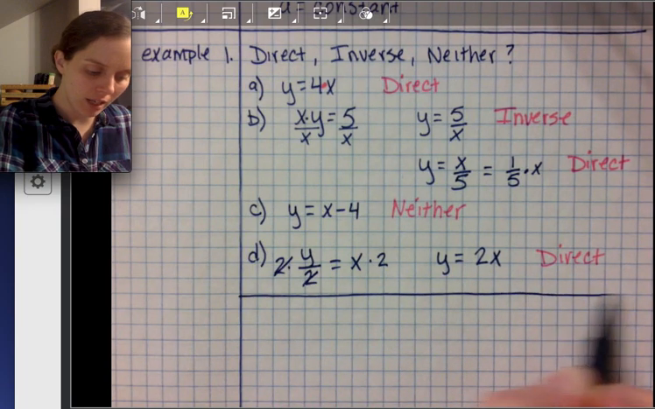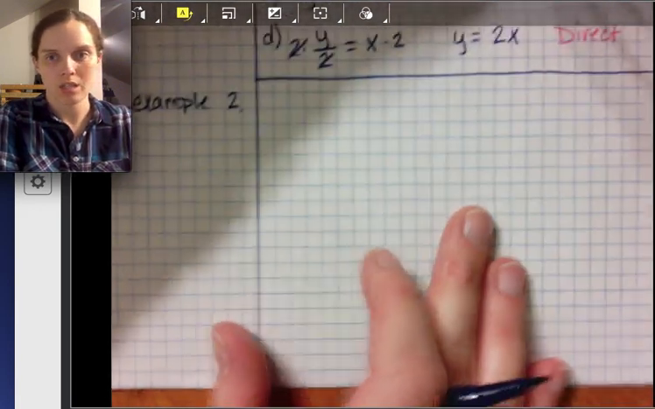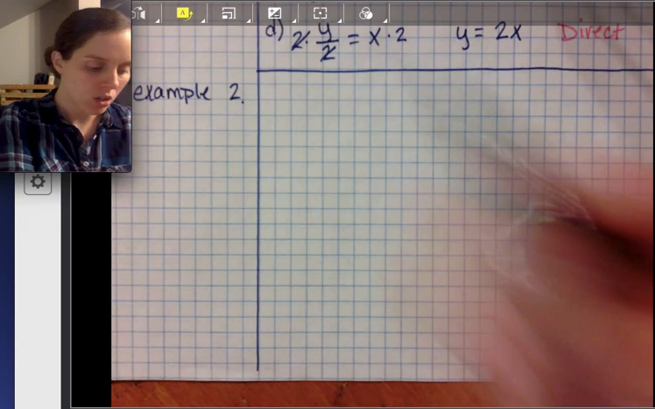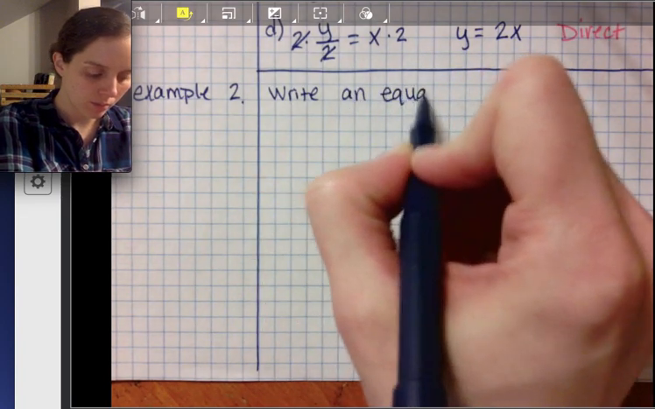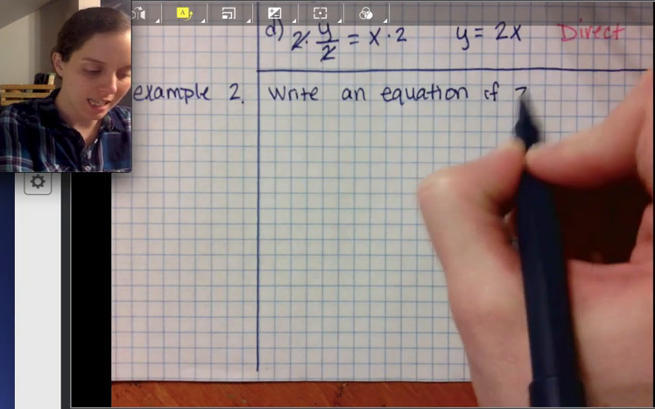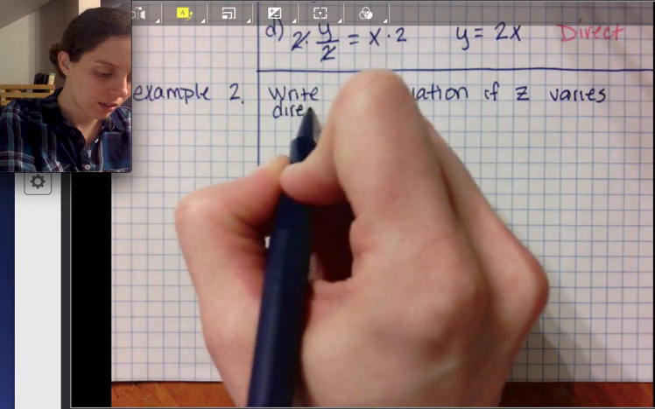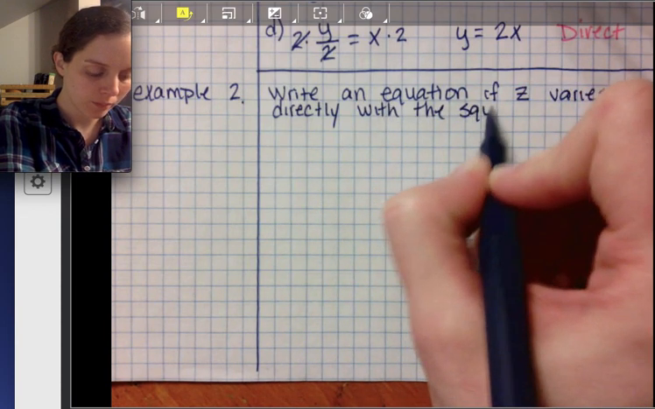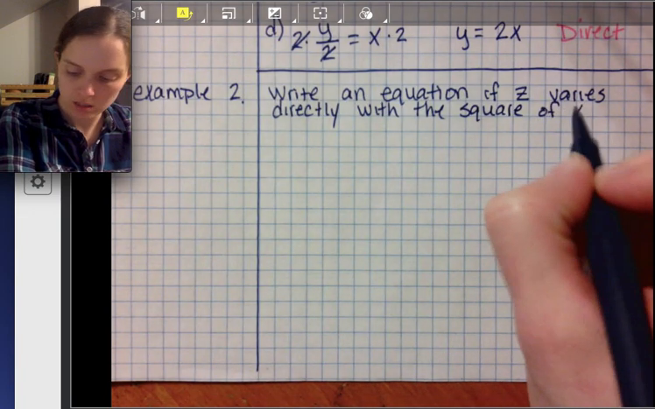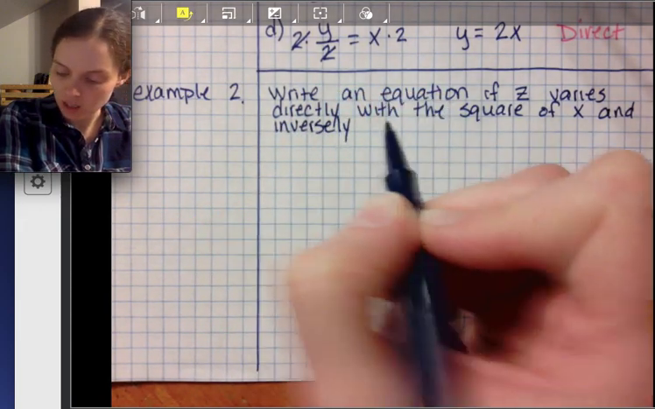The second kind of examples are what I like to think of as translating. We're going to translate from words into the math that we like to use. So here's what this would say: write an equation if z varies directly with the square of x and inversely with y.